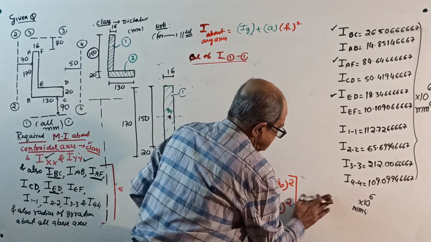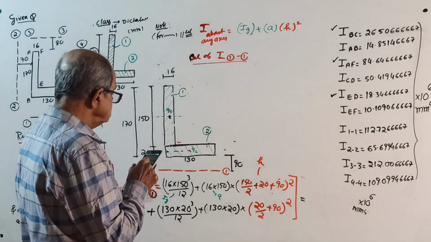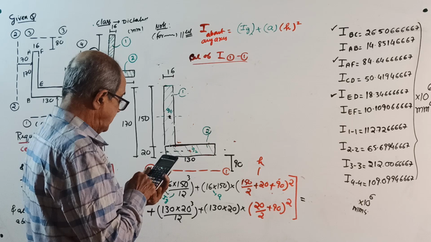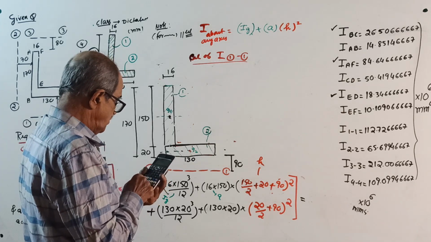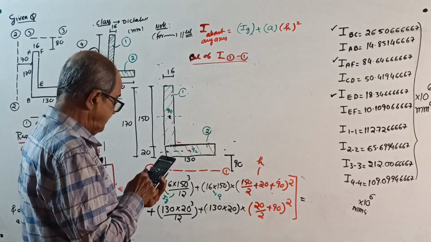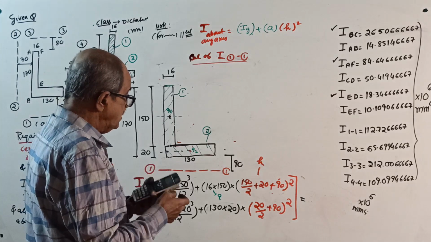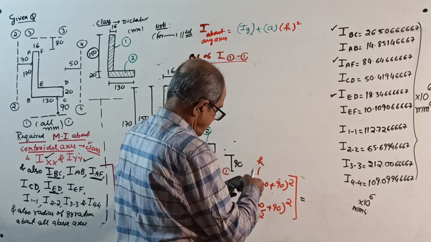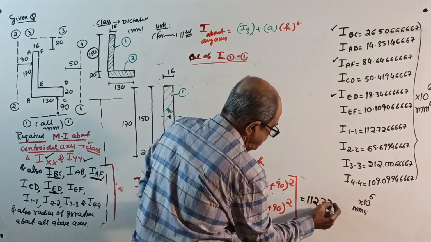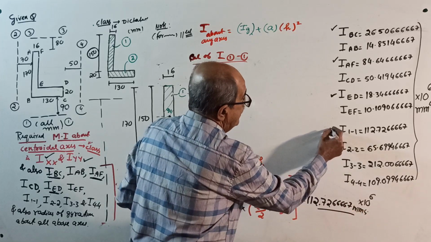Calculate. 16 into 150 cube divided by 12 plus 16 into 150 into 75 plus 20 plus 90 close square plus 130 into 20 cube divided by 12 plus 130 into 20 into 10 plus 90 close square, divided by 10 to the power 6. 112.72 to 66667 10 to the power 6. See here. Yes, this also tallied.